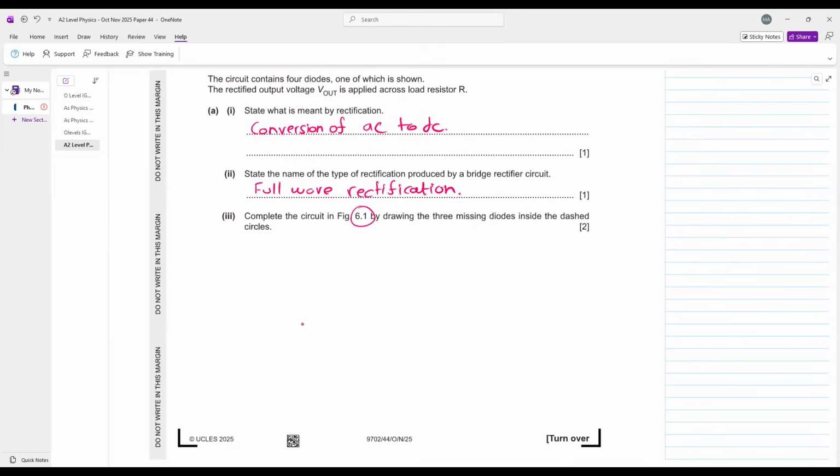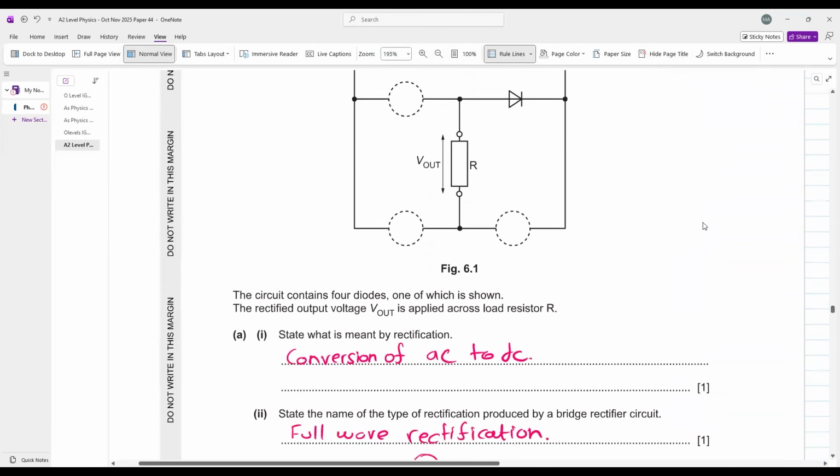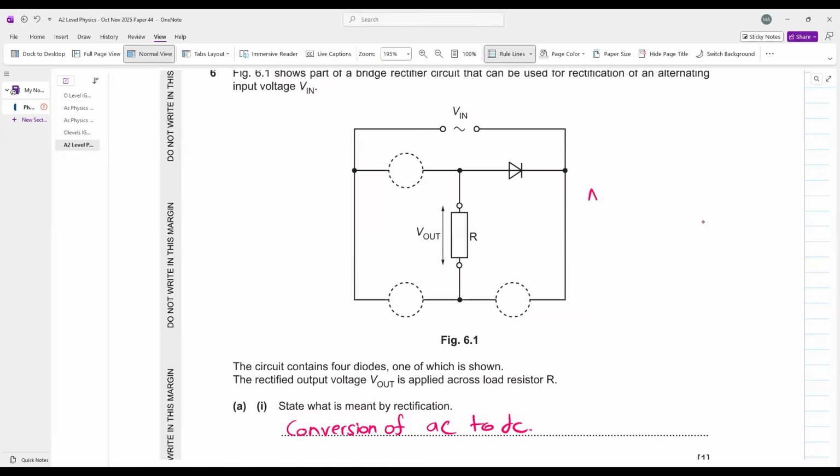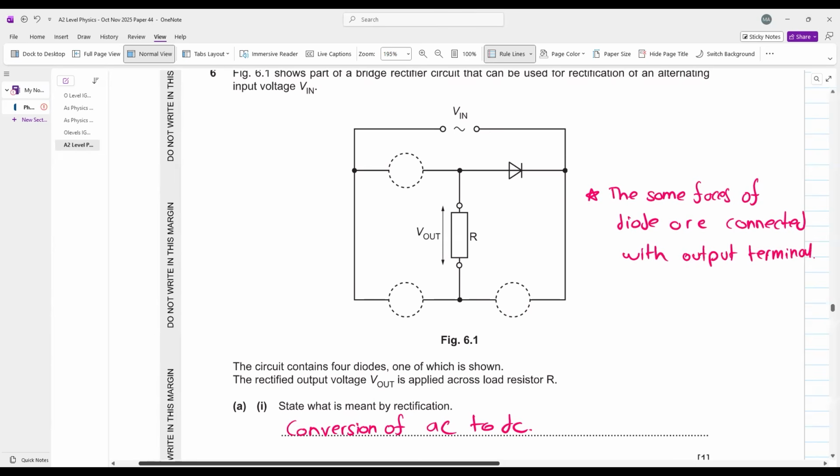Complete the circuit in figure 6.1 by drawing three missing diodes inside the dashed circles. Okay, very easy. Always remember a simple key point. The same faces of diode are connected with output terminal.